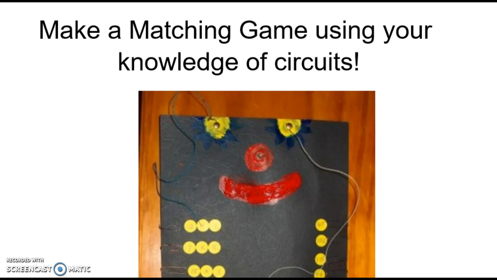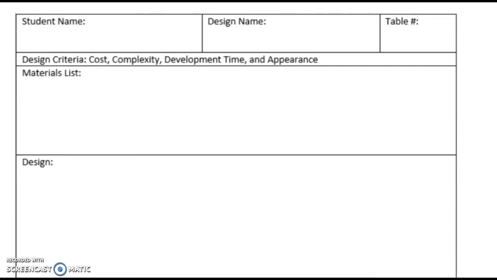Now, you're going to just make your plans today. You're not going to build this today. We're going to design this today. And you must come up with two designs. The design sheet looks like this, and you will get two of these. The first one, you're going to put your name. You're going to create a design name for it, and you're going to put your table number. Then you're going to create design criteria. Then you're going to create a design based on these criteria.